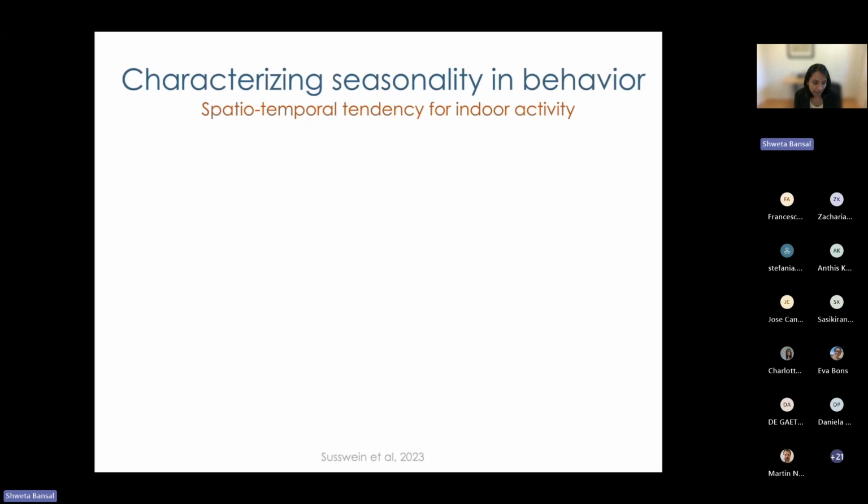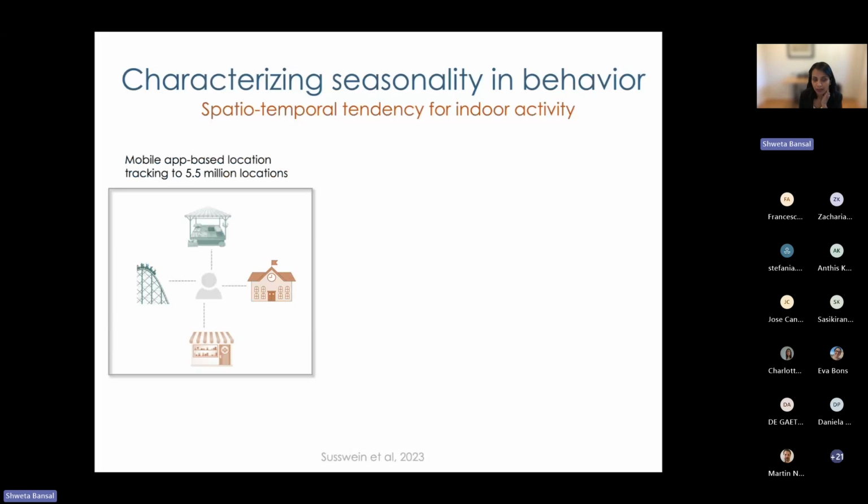In particular, because this was a virus that was spreading really efficiently in indoor environments, what we really needed to understand was not just general contact, but the propensity of contact or interactions or human activity in general occurring in indoor versus outdoor environments. So for this, we used another opportunistic data source, which is based on mobile app-based location tracking for 5.5 million locations around the country. We classified each of these locations as indoor or outdoor. So schools and grocery stores, businesses were classified as indoors, and amusement parks and farmers markets were outdoors.